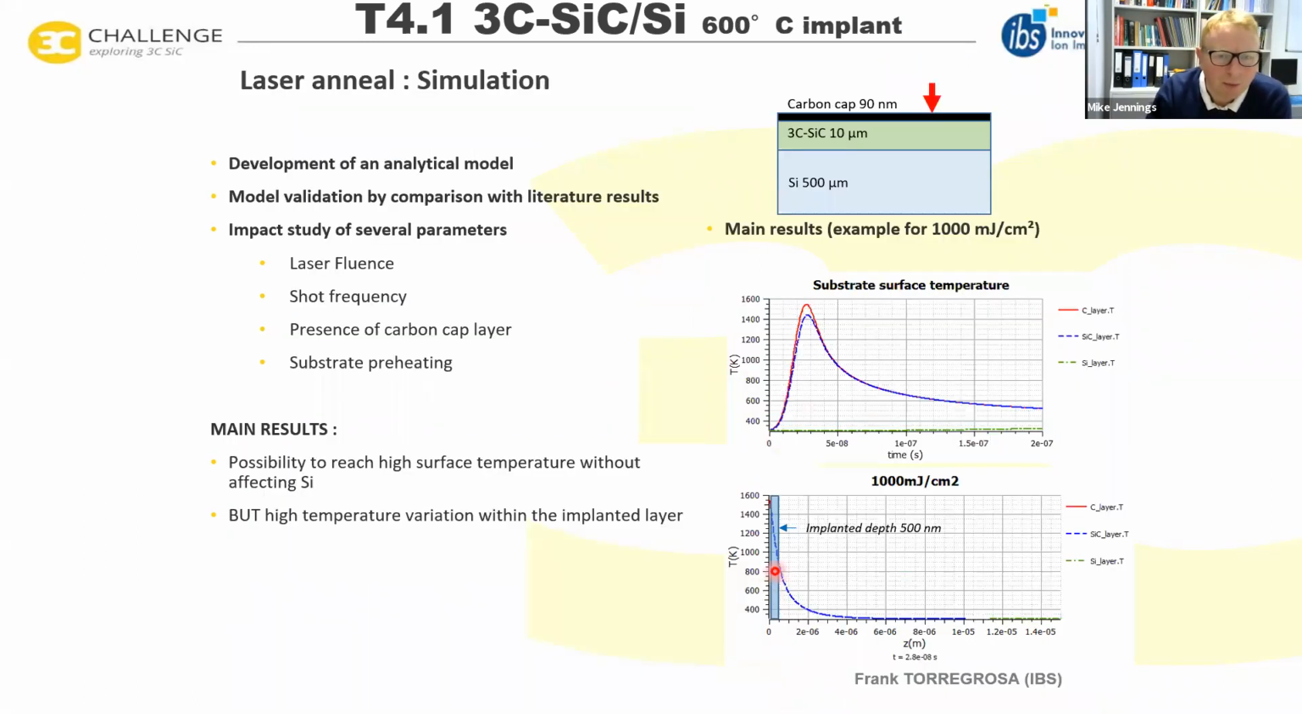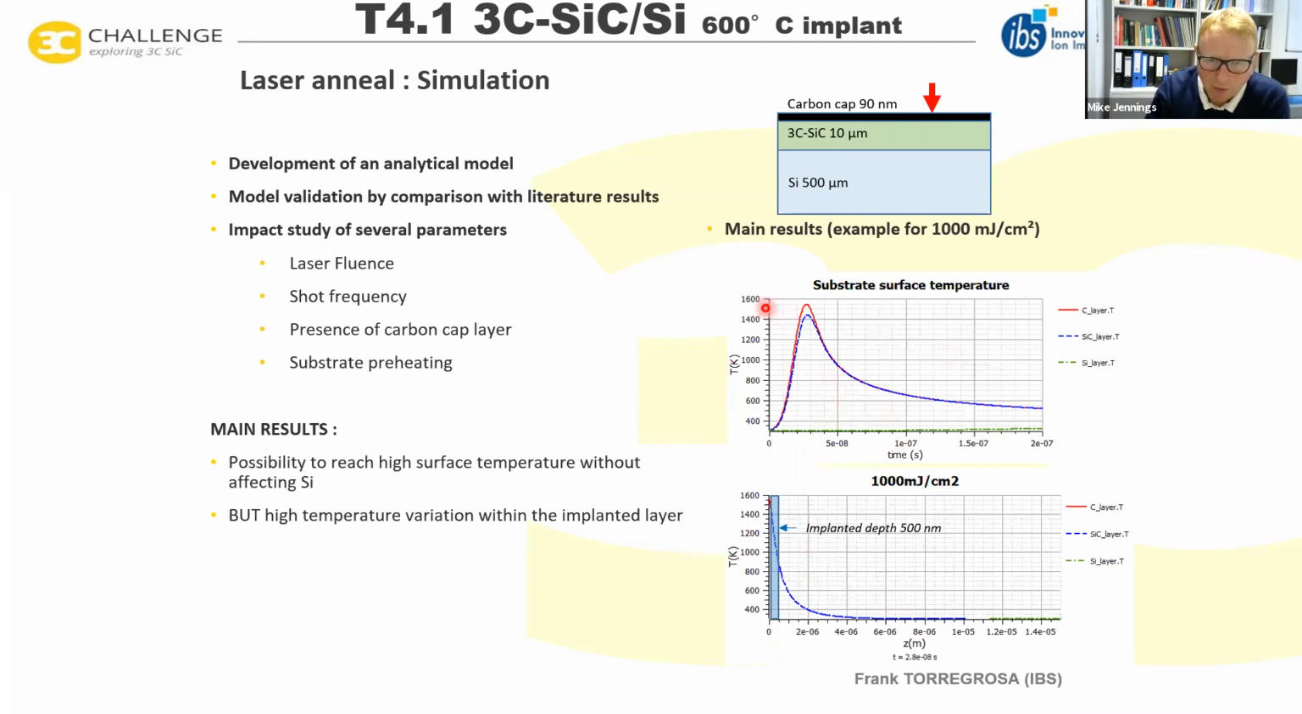So another trick we did was to use a laser annealing system. This allows us to anneal the silicon carbide layer without the temperature transferring into the silicon layer, all right? And this was done on a 600 degrees C implant temperature. These are the main parameters for the laser anneal. And on the right-hand side here, we see some results, all right?